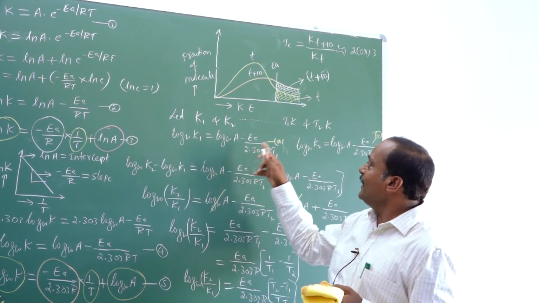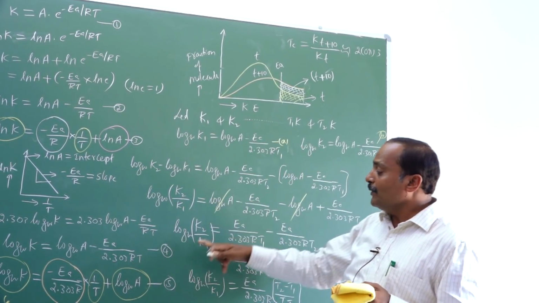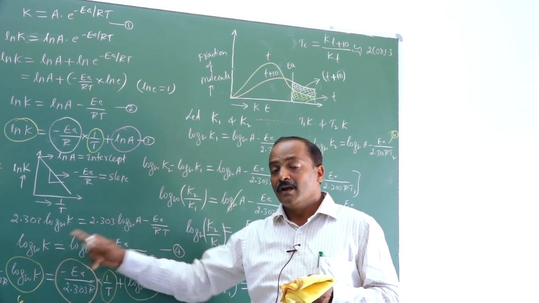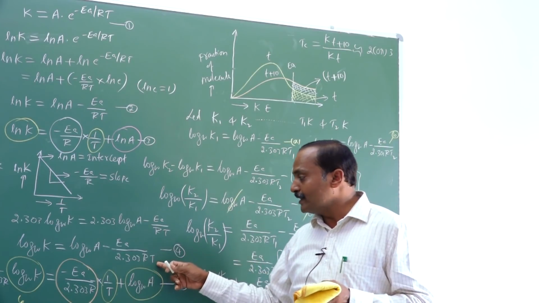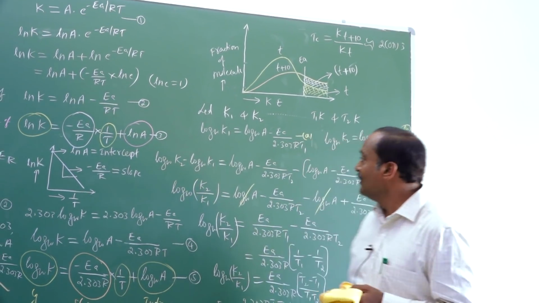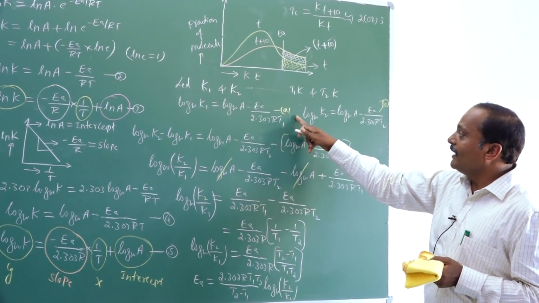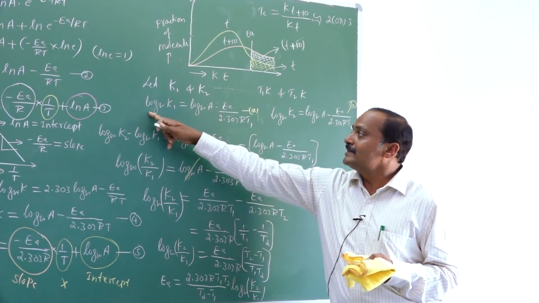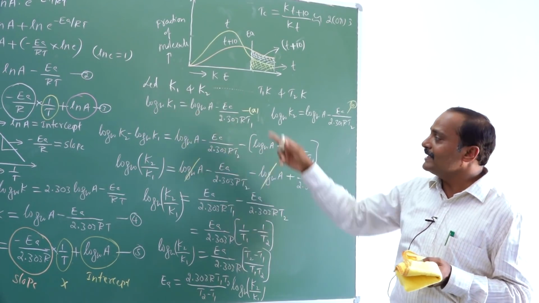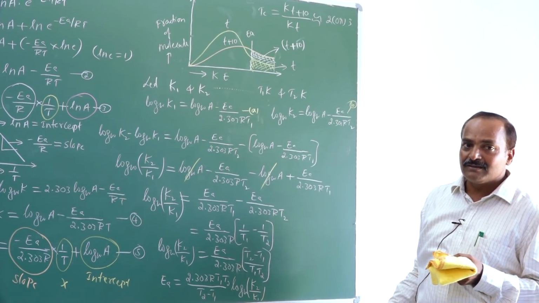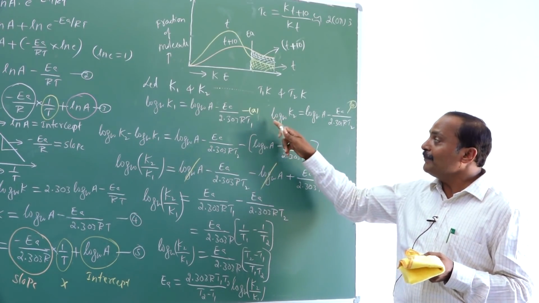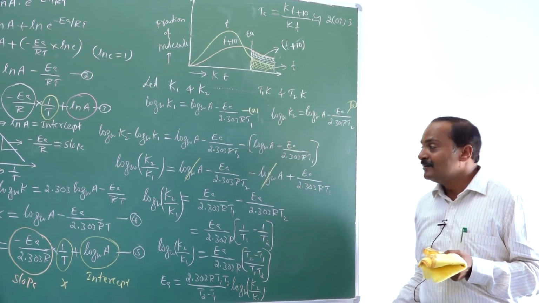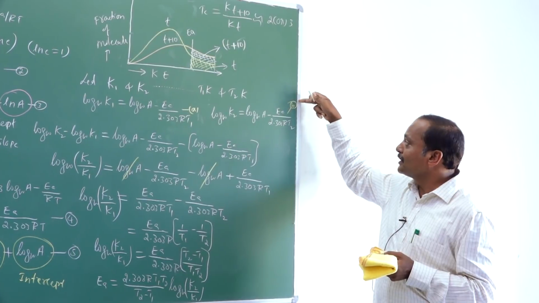At temperature T1, equation 4 becomes, with K1, and at temperature T2, with K2. This is equation A at temperature T1 Kelvin: log K1 is equal to log A minus A by 2.303 R T1. At temperature T2, log K2 is equal to log A minus A by 2.303 R T2. We call it equation number B.